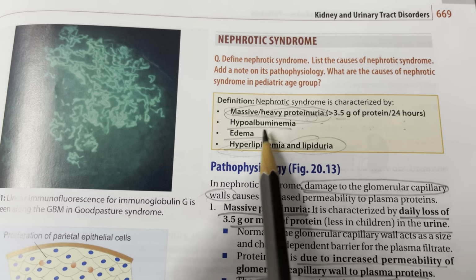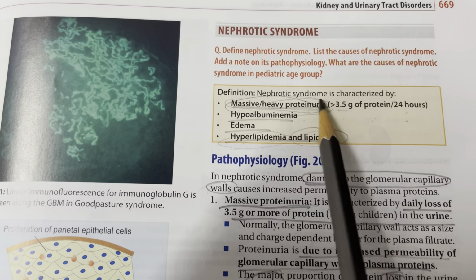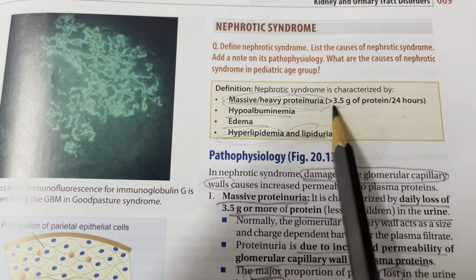Nephrotic syndrome is characterized by massive, heavy proteinuria, greater than 3.5 grams of protein excreted per day. Next, hypoalbuminemia: if you lose albumin, there is a decrease in oncotic pressure, and there is edema. Then there is hyperlipidemia, lipiduria, and also hypogammaglobulinemia, if you lose gamma globulin proteins in the urine.